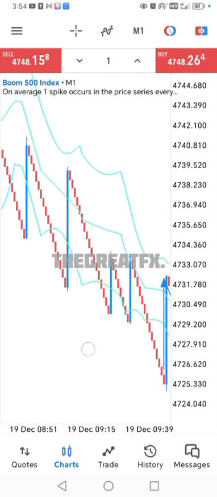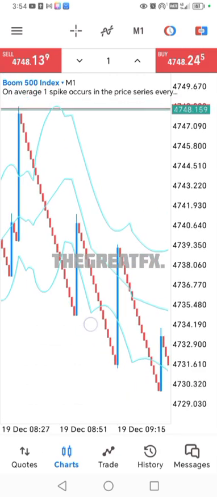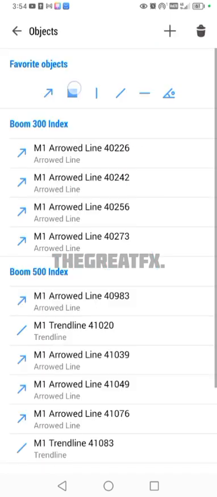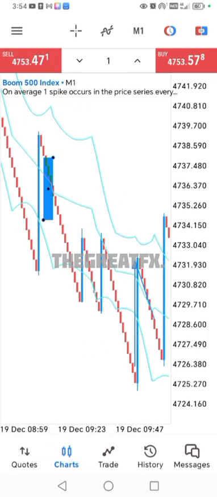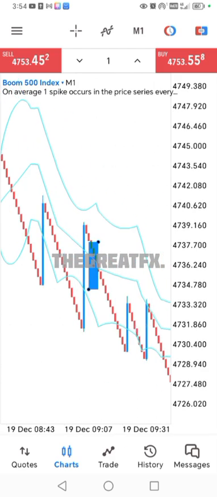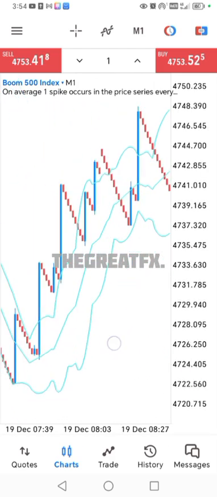You see, you would have eaten. Right here, you would have lost. I don't know if you can see that. This one would be a loss, because you can see that it went all the way down. That would be a loss, right?